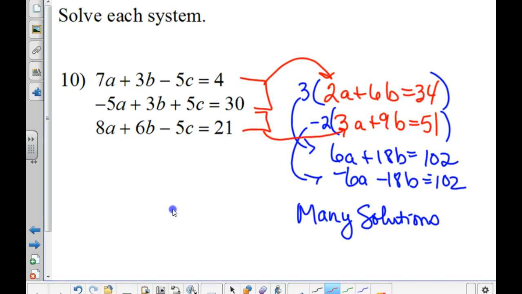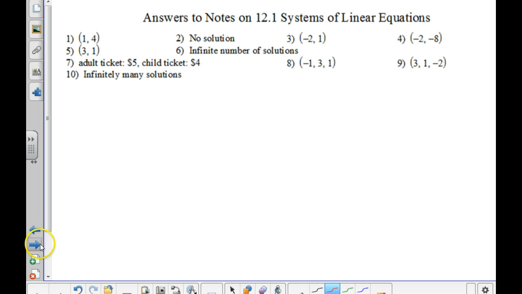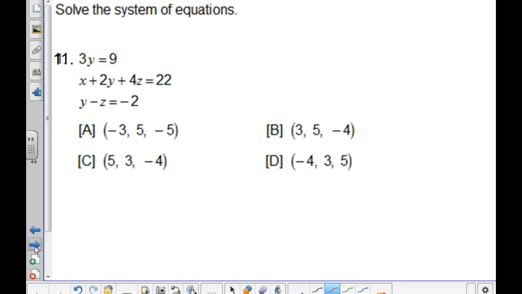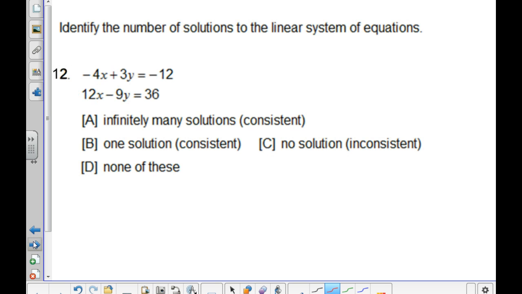You okay with where I came up with all that, Gunther? All right. I'm going to assume you guys could do 11. I'm not going to go through all these. Number 12.